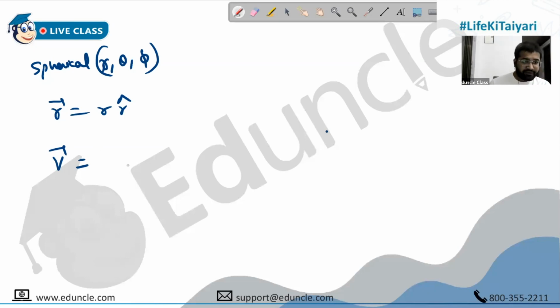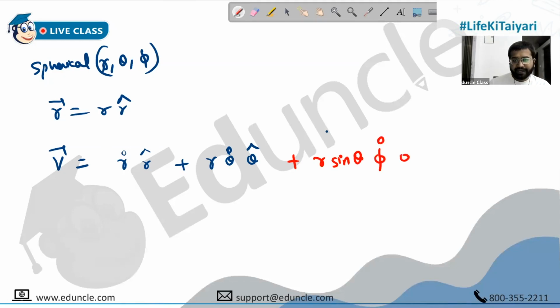So to start with, the first component is fine, r dot into r cap. That is still the same. The second component is also fine, r theta dot into theta cap. That's still the same. It's only the third component that now creates trouble. We have got a third component here, which is r sine theta into phi dot into phi cap. This is an additional third component. But the thing is, after differentiating this, acceleration becomes very complicated.